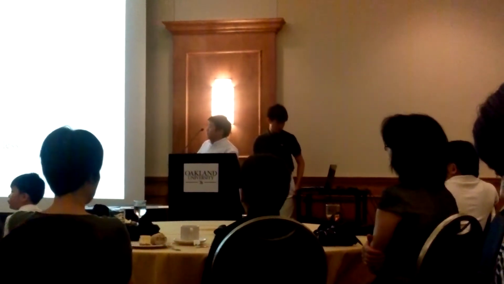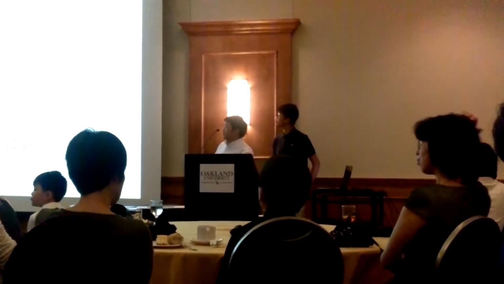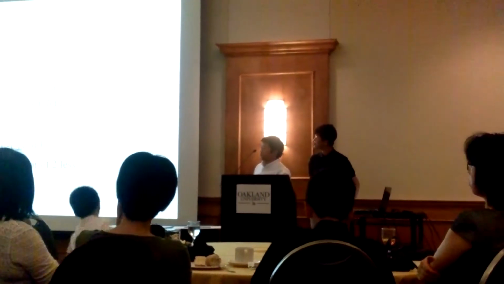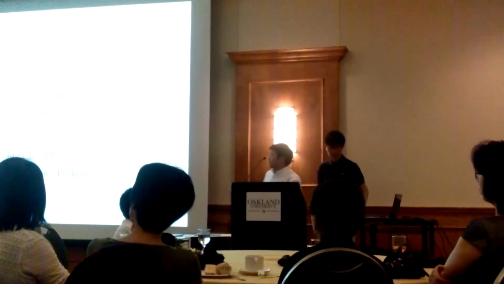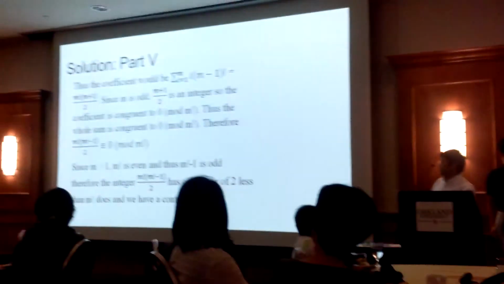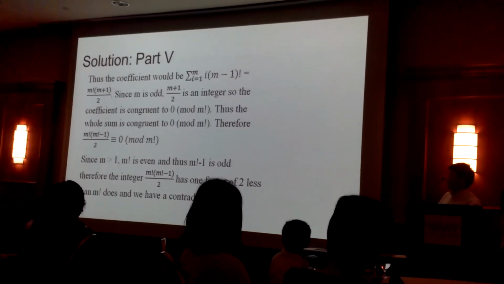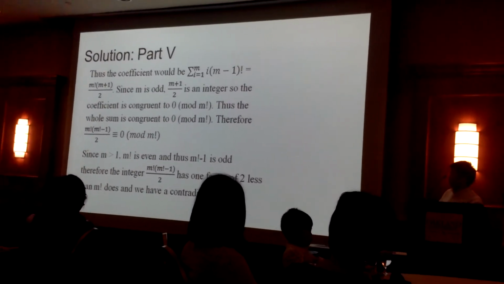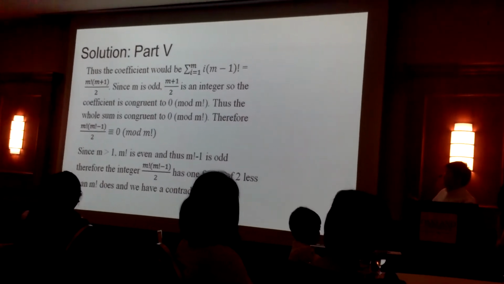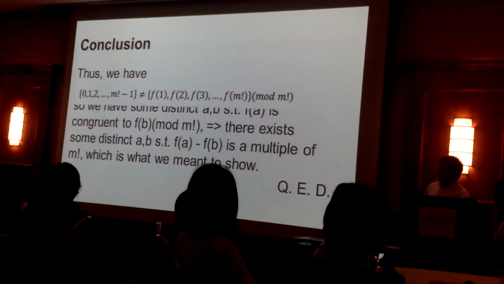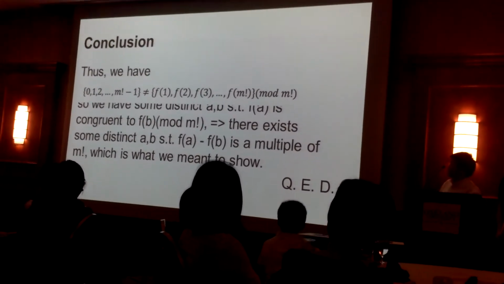So we have m factorial times m factorial minus 1 over 2 also congruent to 0 mod m factorial. Also, since m is greater than 1, m factorial is even, so m factorial minus 1 is odd. So m factorial minus 1 isn't divisible by 2, so the 2 has to come from the m factorial. But then this has one less factor of 2 than m factorial, so we have a contradiction. Thus the sets from 0 to m factorial minus 1 and from f of 1, f of 2 all the way to f of m factorial can't be congruent.